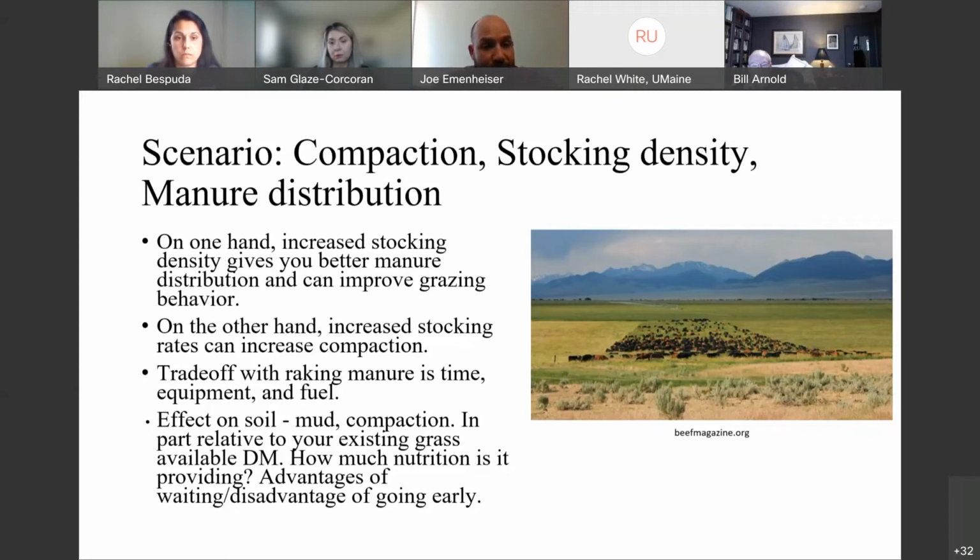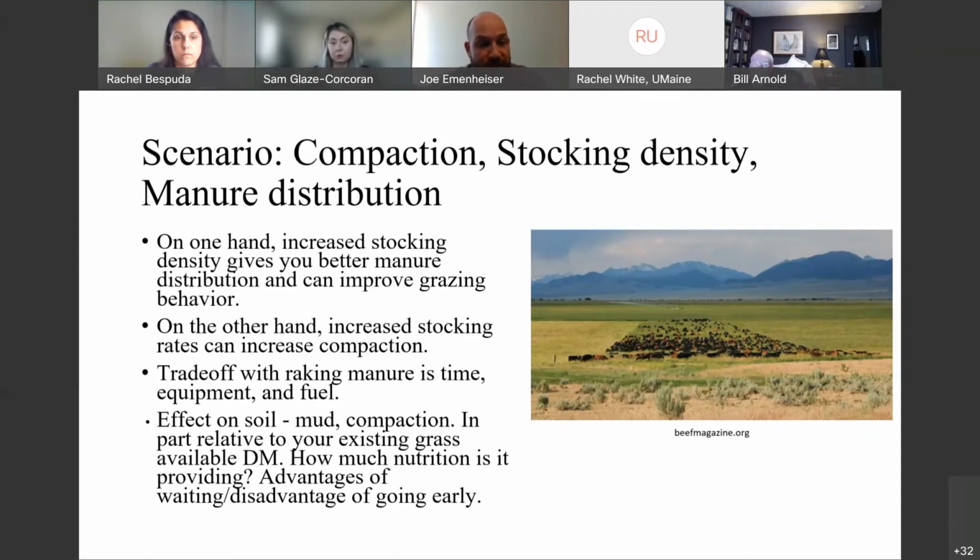On the other hand, stocking density can increase compaction. So really being in tune with the type of soil, the state of the soil, is critical to that. And a key example, going on right now, the sun is shining, spring has sprung, everybody's itching to get outside, the fields are still wet. And so we can do a lot of permanent damage if we start to graze too early, put too many animals on mud, compromise the ability for the soils to breathe, abilities for the plants to grow.